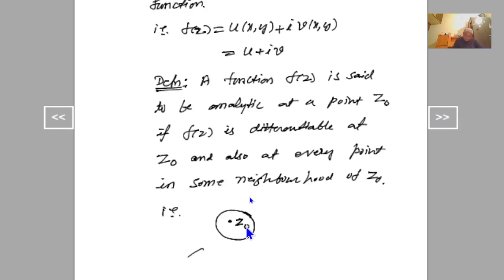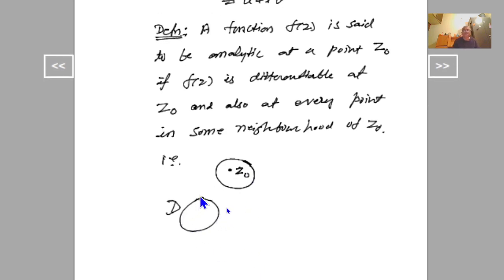And suppose this is the domain D. That means this is consisting of some points here. Then you say that the function is analytic in D if it is analytic at every point of this D. So that is, suppose this is the point z naught, this is the point z1, this is the point z2, z3, z4, like this. So that function is analytic at z naught, analytic at z1, analytic at z2, analytic at z3, like this. So that is, if it is analytic at all the points in this domain, then you say that the function is analytic in the domain D.